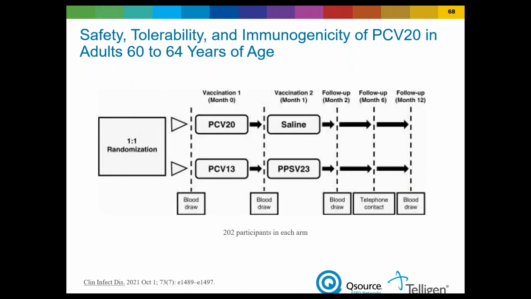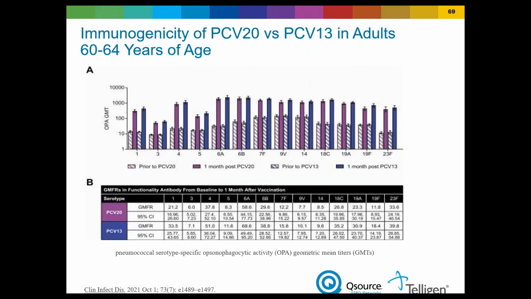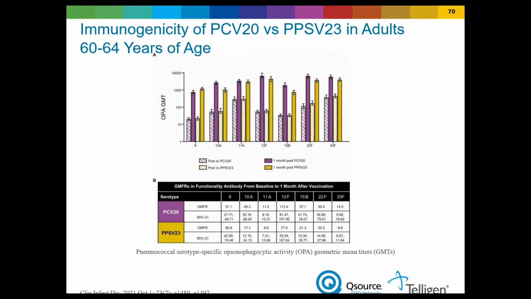So this is to demonstrate how this study was performed. This is a non-inferiority study. And in terms of immunogenicity, comparing PCV20 to PCV13 in adults, they were very comparable between the two. This is looking at individual serotypes, the 7 additional ones that are covered by PCV20 compared to PCV13, and for each serotype, the immunogenicity response was pretty robust and comparable to PCV13.